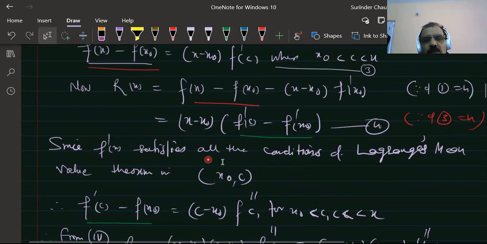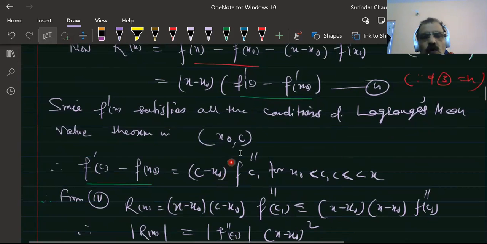Since f dash(x) satisfies all the conditions of the Lagrange theorem in the closed interval x naught to c, we can apply the Lagrange theorem again. If f has a second derivative, that means f dash(x) is continuous in this interval. So in the neighborhood of this, we can write f dash(c) minus f dash(x naught) equal to (c minus x naught) f double dash at c1.